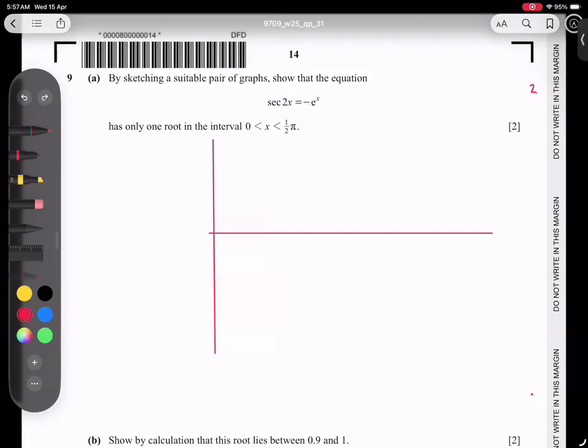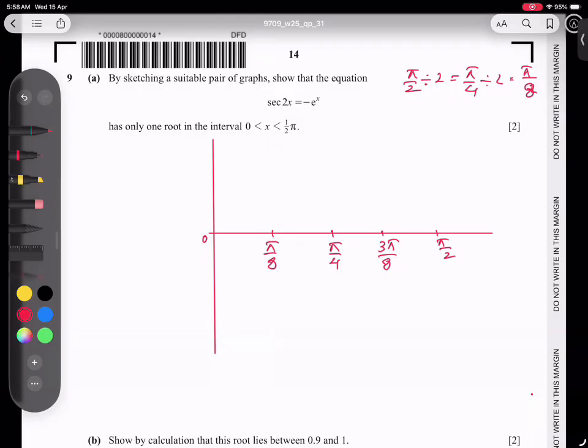So 0 here, and I take pi by 2 here. In the middle, if I divide pi by 2 by 2, I get pi by 4. Again, dividing by 2, I get pi by 8. This gap is pi by 8, and this is pi by 8. So what is the number if I add pi by 8 here? 3 pi by 8.